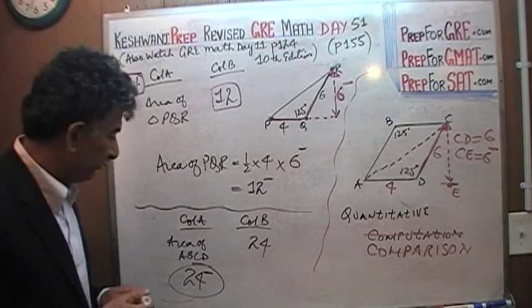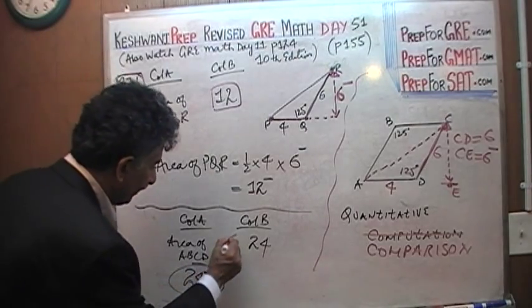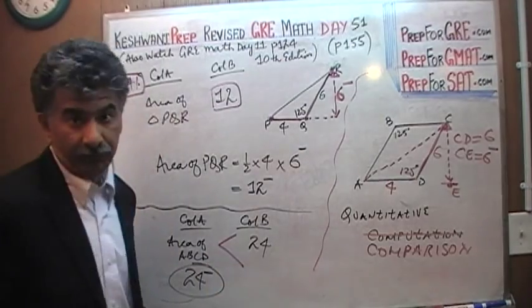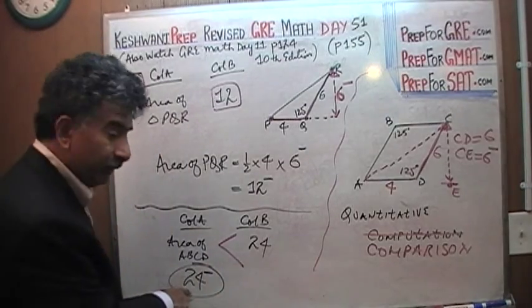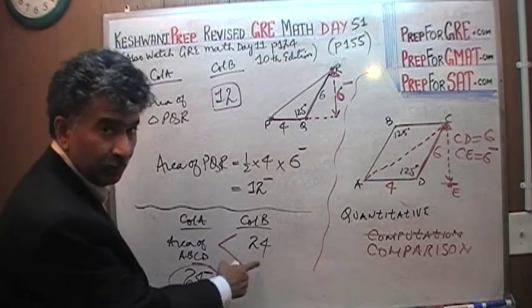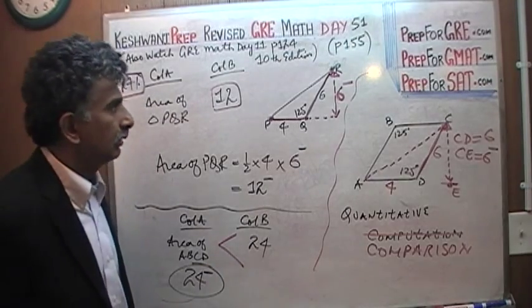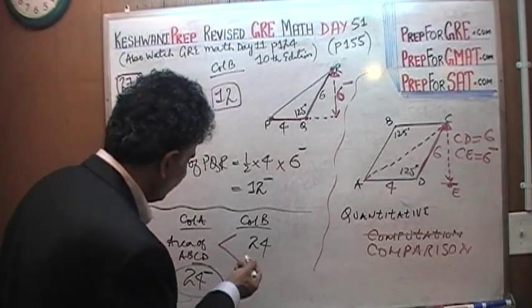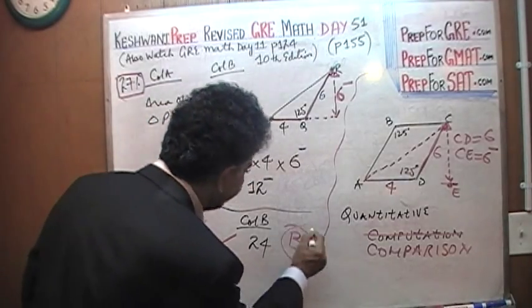And since it's less than 24, something less than 24 has got to be less than 24. Obviously. I'm going to say it one more time. Something less than 24 has got to be less than 24. It's a tautology. Oh, we're digressing big time now. The answer here is B.